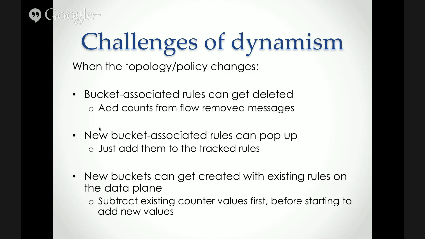The way we deal with these things is, whenever a bucket-associated rule gets deleted from the data plane, we use the flow removed message that comes back from the deletion to figure out the last count on the data plane and add that into the persistent counter for the bucket. This means you need to do a little more work. First, you need to set up the flow removed message on any rule that you send out to the data plane that is associated with the bucket. Second, when the flow removed messages come back, you need to remember that this particular rule was associated with this bucket in this previous classifier version.